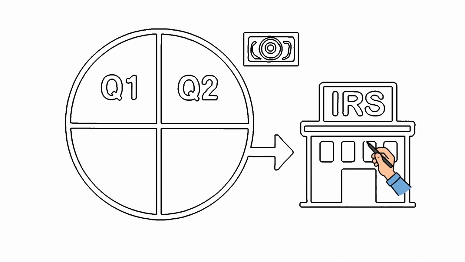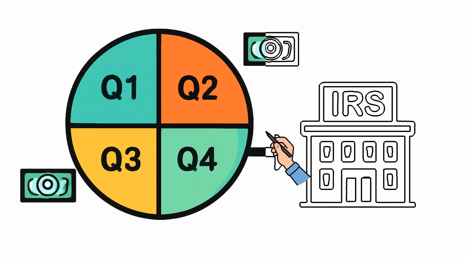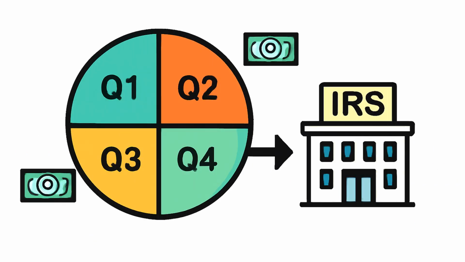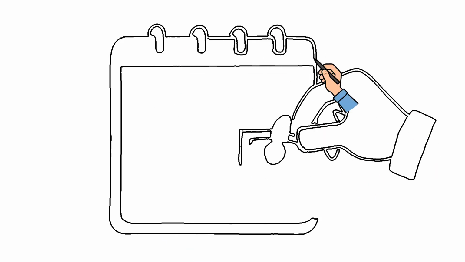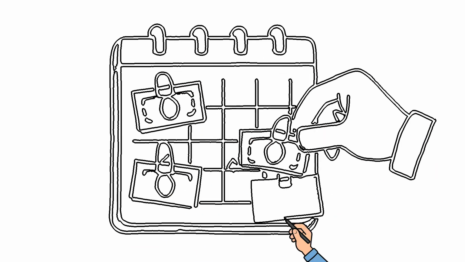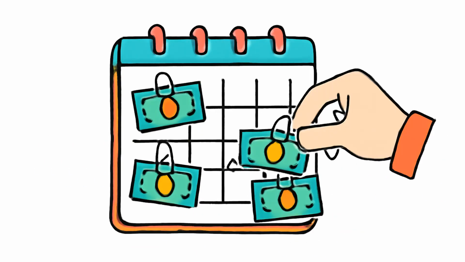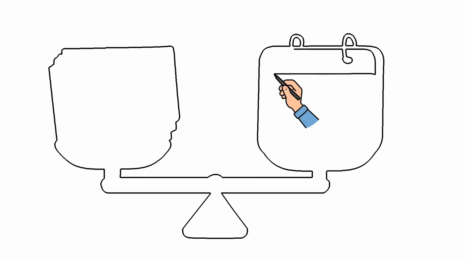They're prepayments. 4 times a year, you send the IRS a chunk of money based on what you expect to owe for the whole year. Think of it like an installment plan you set up for yourself, except the IRS designed it and skipping it costs you. So, who actually has to pay quarterly?